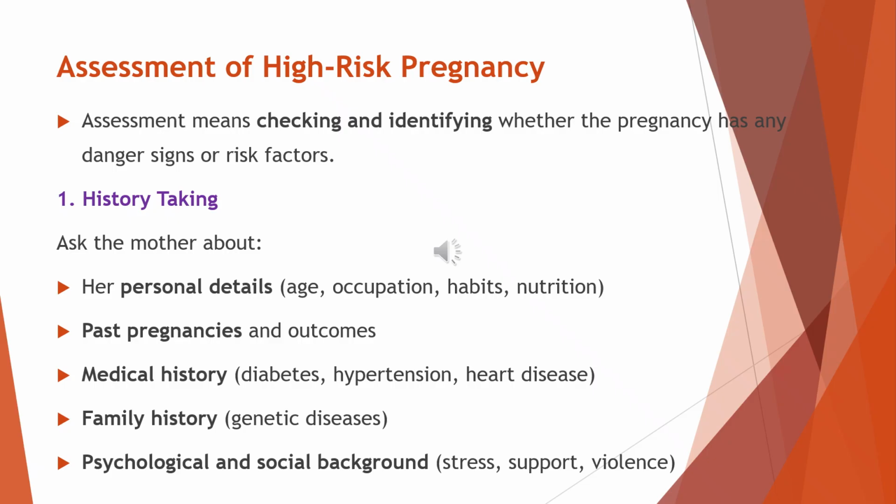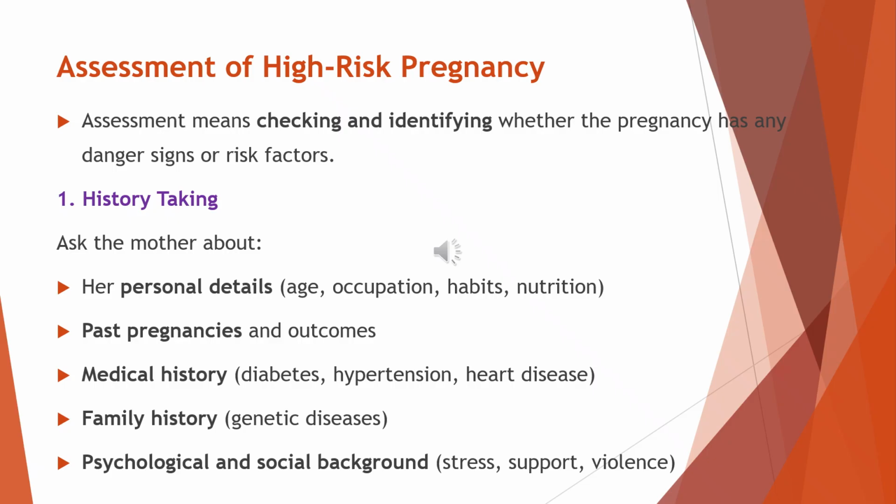Past pregnancies. Find out about her previous pregnancies, how they ended, and whether she had any complications such as miscarriage, stillbirth, or cesarean delivery. Medical history. Ask if the mother has any long-term health problems like diabetes, high blood pressure, or heart disease. These conditions can affect pregnancy.